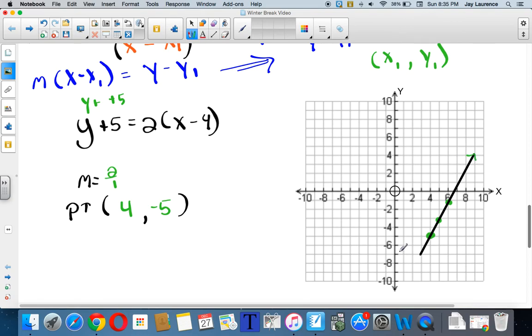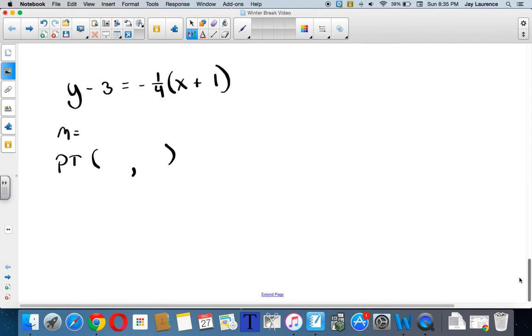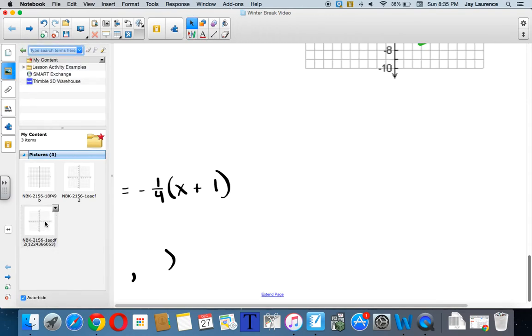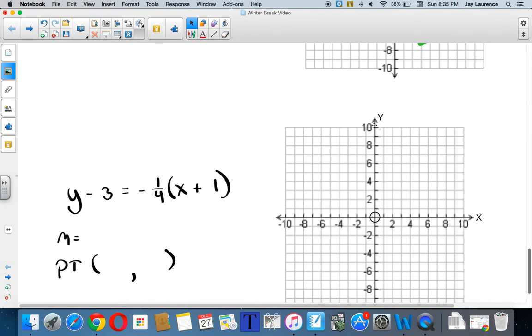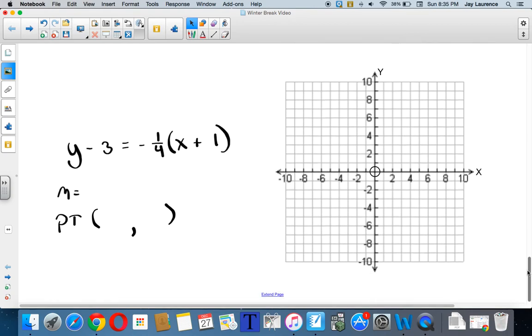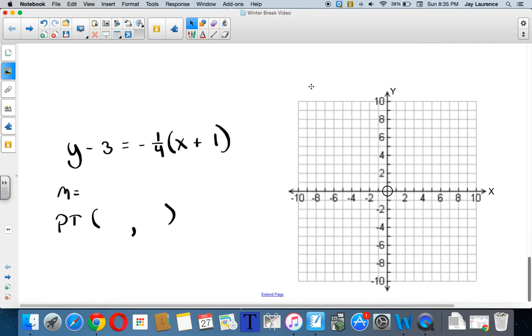Let me put some arrowheads on there. Let's try one more. Oop, I don't have a graph here ready to go. All right, let me get a graph out. There we go. Okay, so why don't you see if you can do this one totally on your own? I know you've only had one example, but you guys are so smart. Give it a shot. You see if you can find the slope, find the point, okay? And then produce your graph.